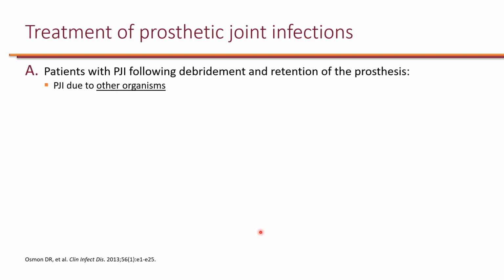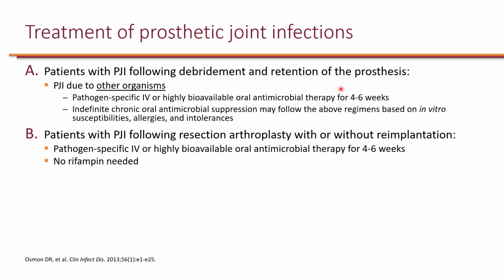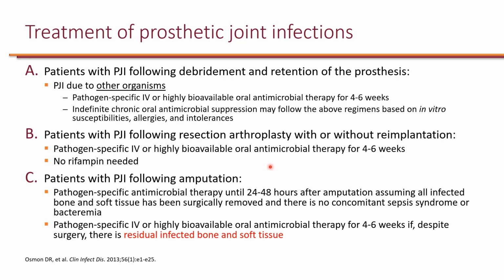Now, for prosthetic joint infection due to organisms other than staphylococcus, it does not have to be IV therapy for empiric treatment. It can either be IV or highly bioavailable oral antimicrobial therapy for 4 to 6 weeks based on the culture results. Now, the treatment that I have discussed so far assumed that the patient received debridement and retention of the prosthesis. If the patient receives resection arthroplasty with or without reimplantation, this means that the source of the infection is removed, so all of the biofilm is removed. For these patients, rifampin is not needed because there is no biofilm. By resection, the source has been removed. Then pathogen-specific IV or highly bioavailable oral antimicrobial therapy will be needed for 4 to 6 weeks. And patients who receive amputation are the patients who receive the maximum amount of source control.